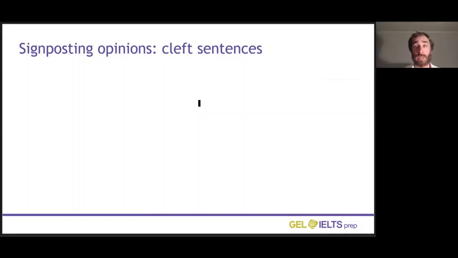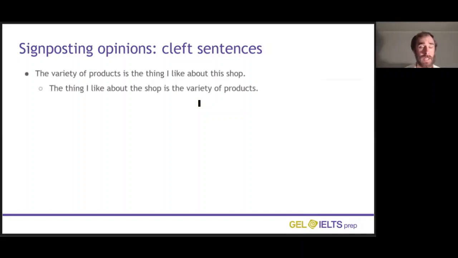Finally, I'd like to look at one more example of signposting language that we can use to show our feelings or opinion about a situation or a thing. Let's read the example sentence. The variety of products is the thing I like about this shop. So we have two nouns here, the variety of products, the thing I like about this shop. I want to show my opinion or feeling first, so I have switched these two. The thing I like about the shop is the variety of products. So we can do this to emphasize what our opinion is.